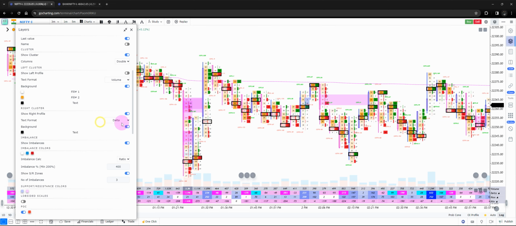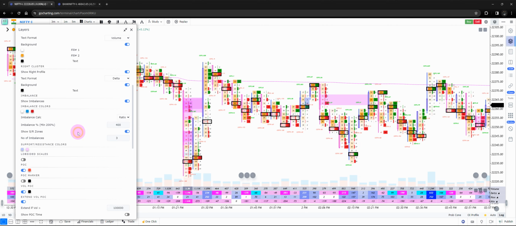Similarly, on the right side I have a delta profile. You can see it is showing a profile rather than only the color, and it is set to delta. So you can see the volume on the left side and the delta profile on the right side. The other important thing I have switched on is the imbalance. The support and resistances are plotted by this magenta and blue, and the ratio has been set to 400. Whatever you keep, it can be 300 to 500, and the number of imbalances can be 2, 1, depending on the ratio you choose. It has to be consistent so that whenever you are trading, you get consistent results.